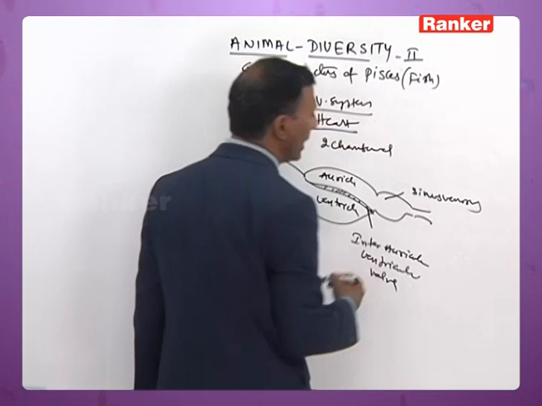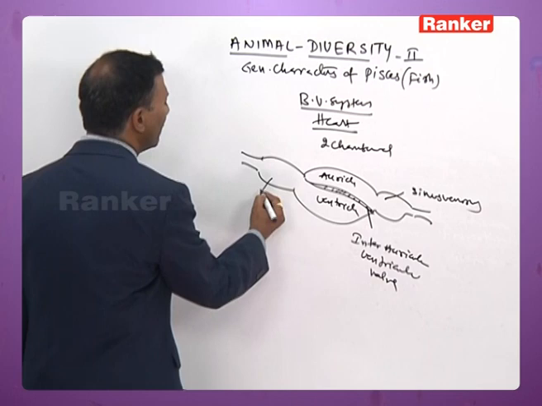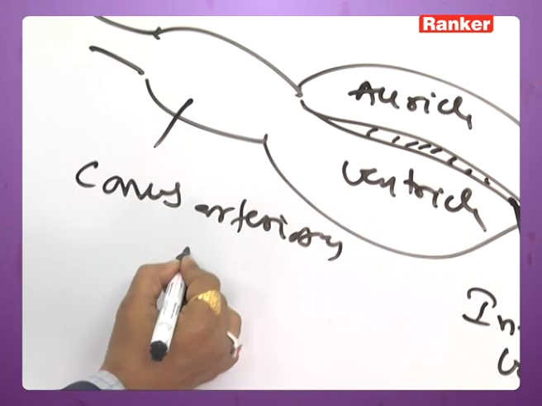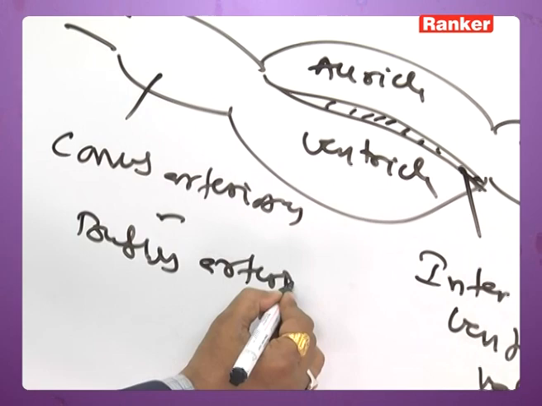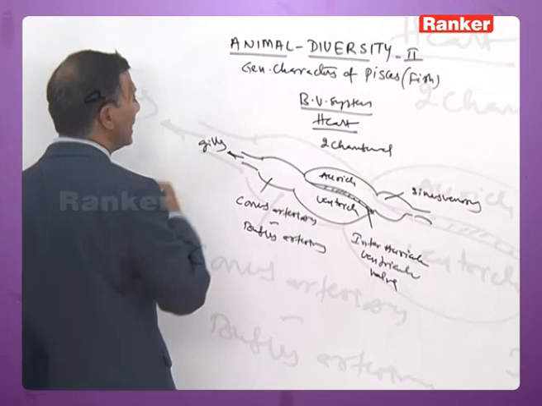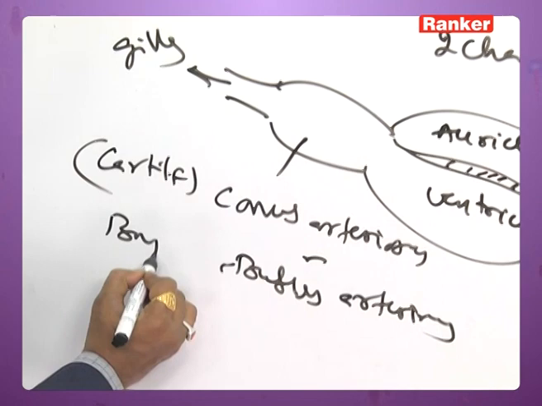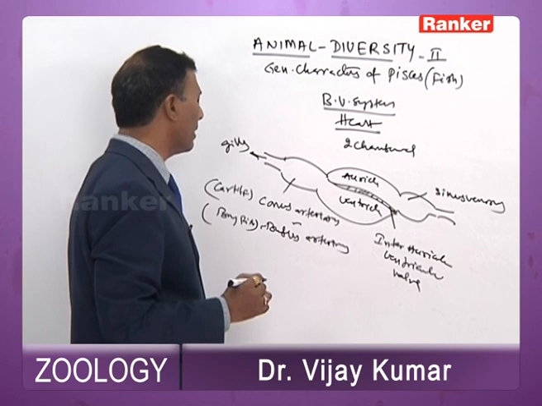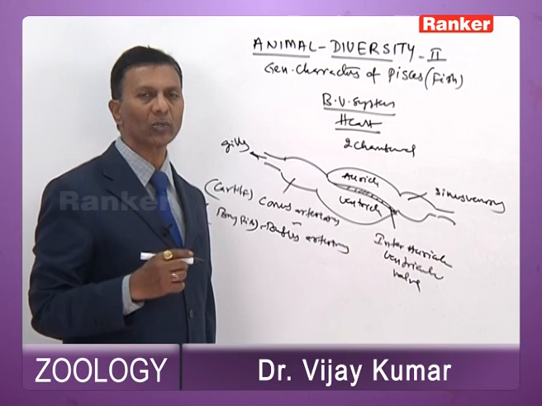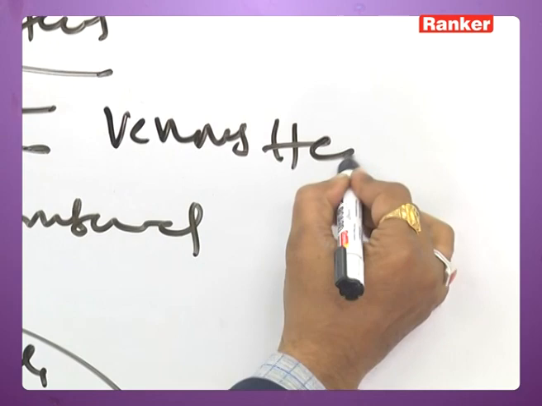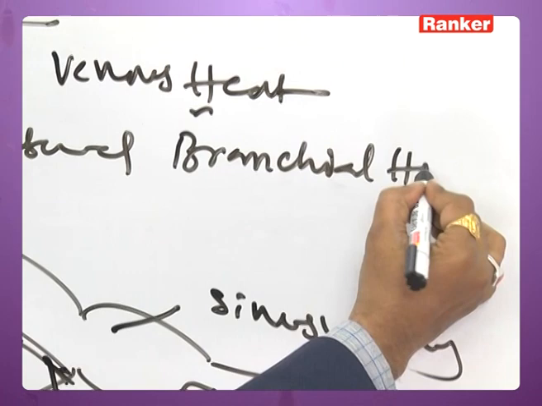Impure blood from the sinus venosus flows into the auricle, from auricle to ventricle. From the ventricle it flows into the conus arteriosus or bulbus arteriosus. The bulbus arteriosus or conus supplies blood to the gills for oxygenation. In all cartilaginous fish, conus arteriosus is present, but in all bony fish, bulbus arteriosus is present. As impure blood flows to the heart of fish, it is called venous heart, and it is also called branchial heart, as the gills bring about oxygenation of blood.